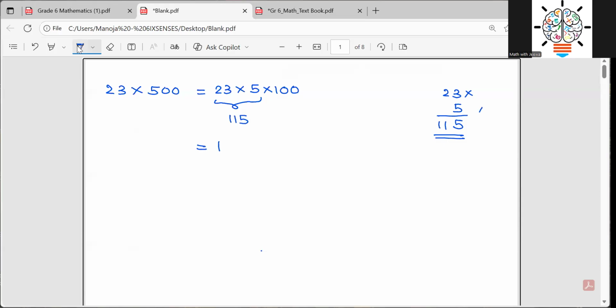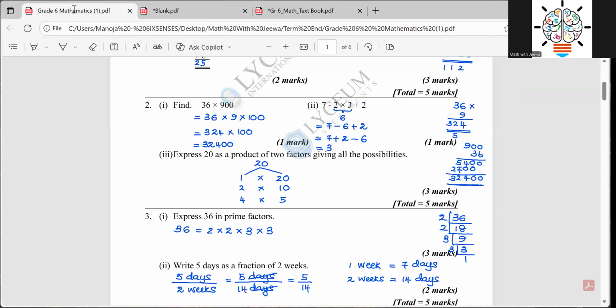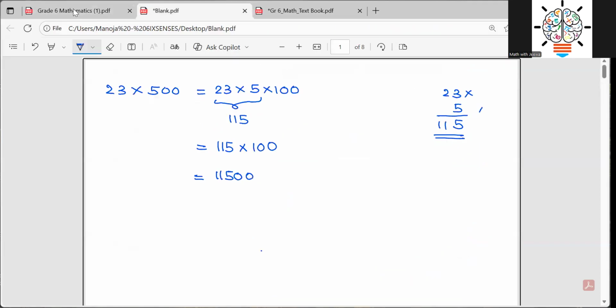Then the next step is to multiply 115 by 100. Now it is easier, no? You write 115 and add 2 zeros. Whenever you see something like this, this is what they are expecting. You want to expand whatever number you have with zeros. It can be anything.